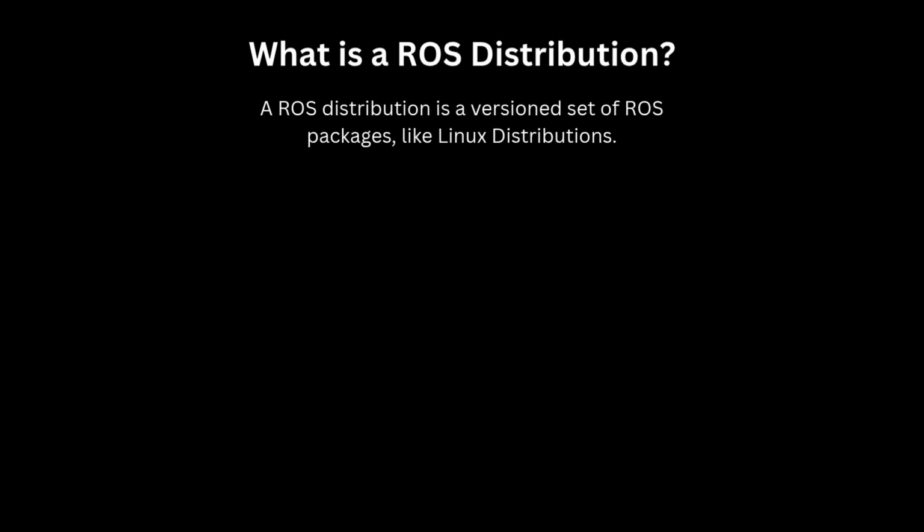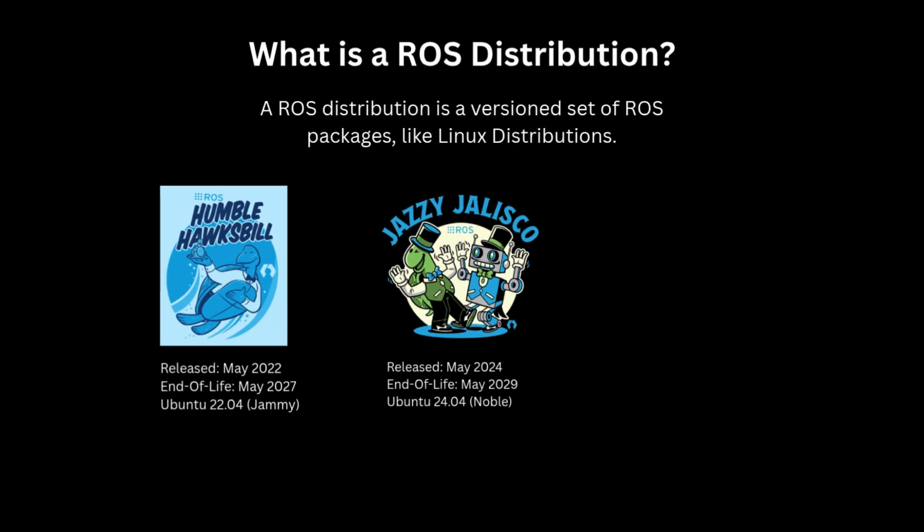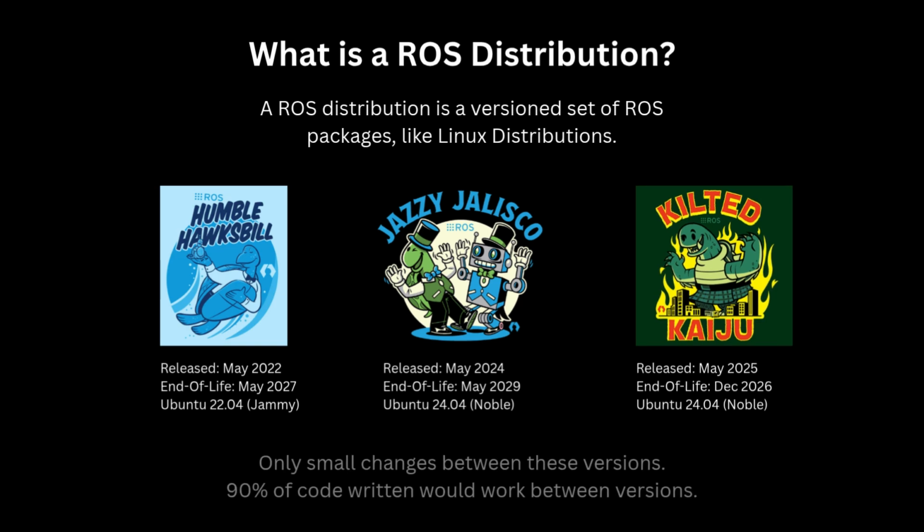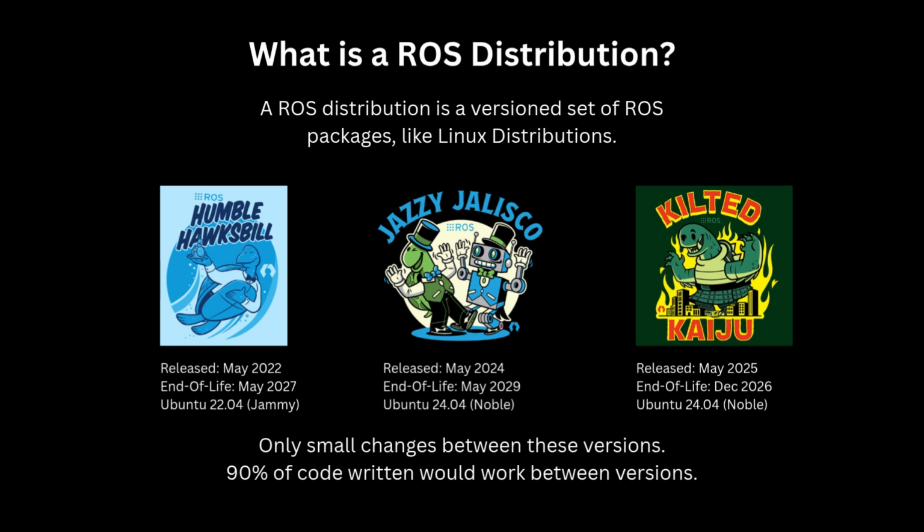A ROS distribution is a version set of ROS packages, like Linux distributions. These are released every year and follow an alphabetical naming convention. The current supported distros are Humble Hawksbill, Jazzy Jalisco, and Kilted Kaiju. Between these versions, it's mostly improvements under the hood, and 90% of the code written on these versions would work between versions.